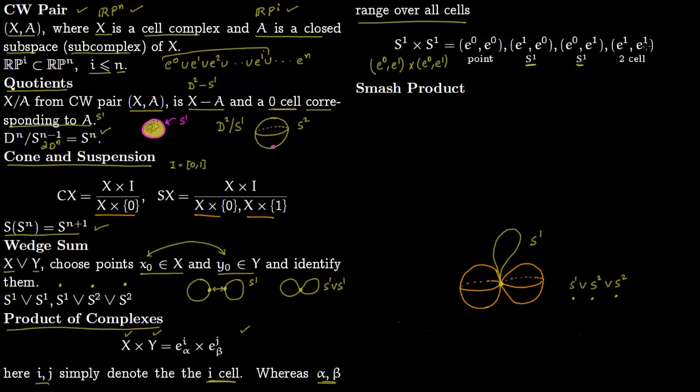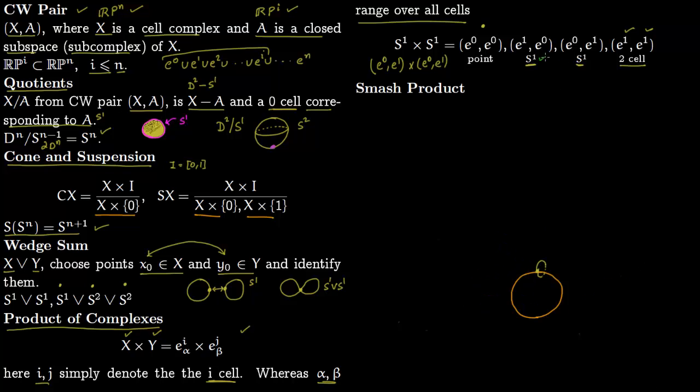Now this e1e1, this will be 1 plus 1 will make it a 2 cell. So if you have e1e1, this will become a 2 cell. You just add these 2 up. 1 plus 1 is 2. And this e0e0 will just become a point. So this point is nothing but an intersection of these 2 S1s.